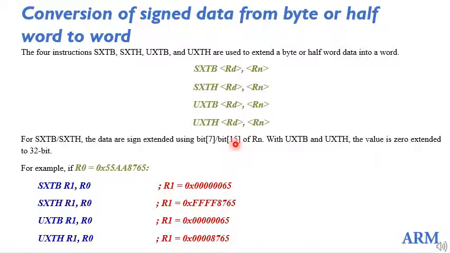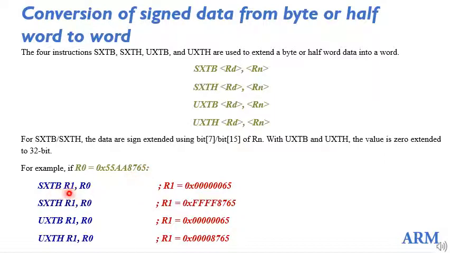So these bits will be sign extended to form the word, whereas in case of UXTB and UXTH, the value is 0 extended to a 32-bit value. So there is no sign bit here in case of unsigned numbers. So 0 will be appended to form the 32-bit word. As an example, let me take R0 equal to 0x55AA8765. I'll apply all these four instructions on this data.